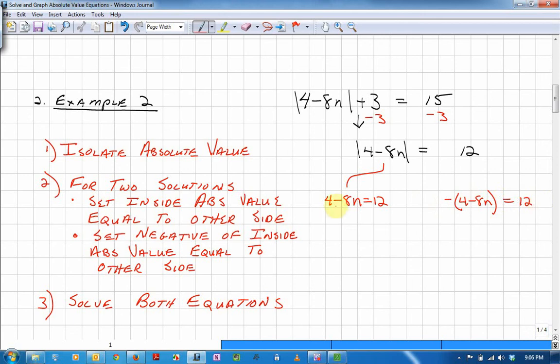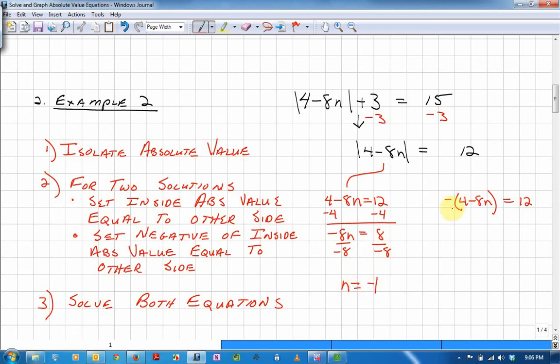Over here, I'm going to subtract 4, and I'll have negative 8n is equal to 8. Now let's divide by negative 8, and I would have n is equal to negative 1. There's one of my solutions.